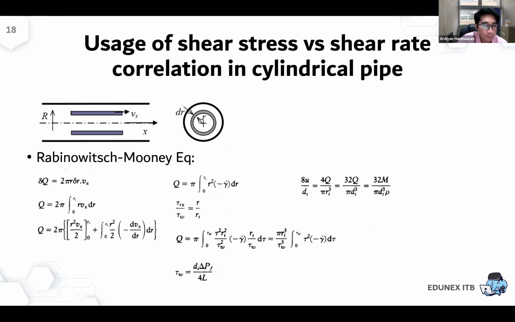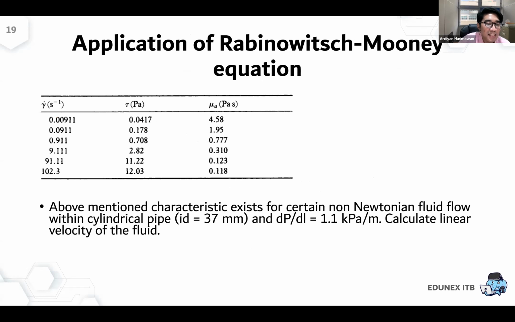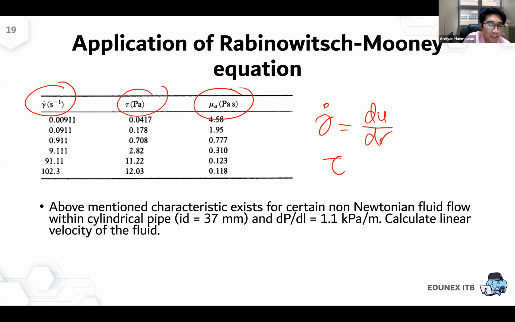This one I will skip because I don't know how to explain it in a simple way to you, and I think you do not need to understand this in this semester. Just pay attention to this one. This one is du over dr, this one is tau, and this one is the apparent viscosity.